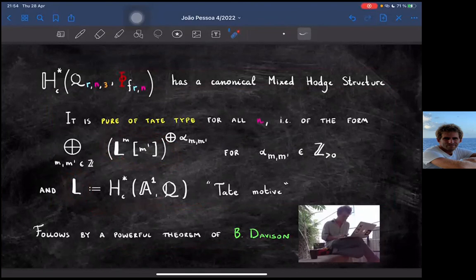So for this, you need the theorem by Ben and a description, which I didn't give you, of the quot scheme in terms of quiver representations. But the result essentially follows from Davison's theorem.